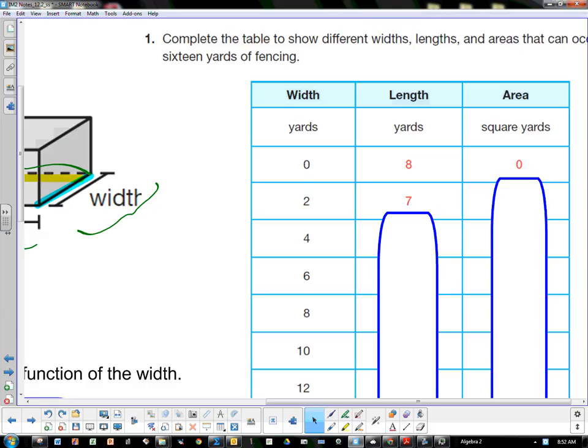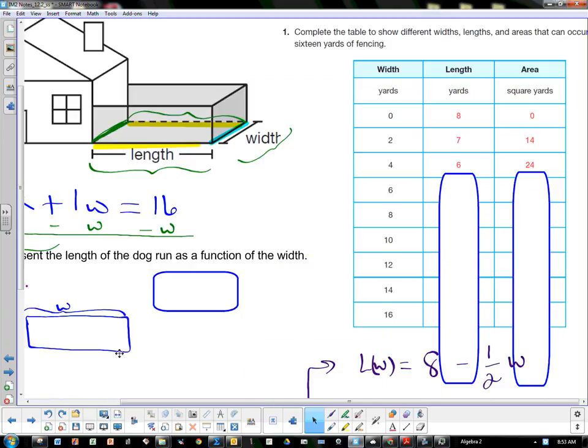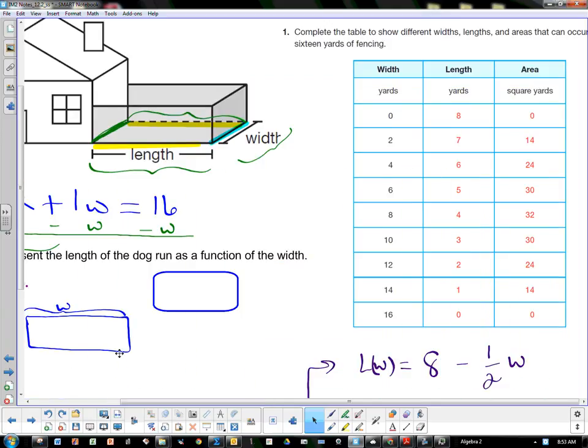Area, 14. All right, now what if the width was 4? What's the length? 6. What's the area? 24. And I'm going to just kind of totally reveal this so you can see. We'll save some time here. Okay.